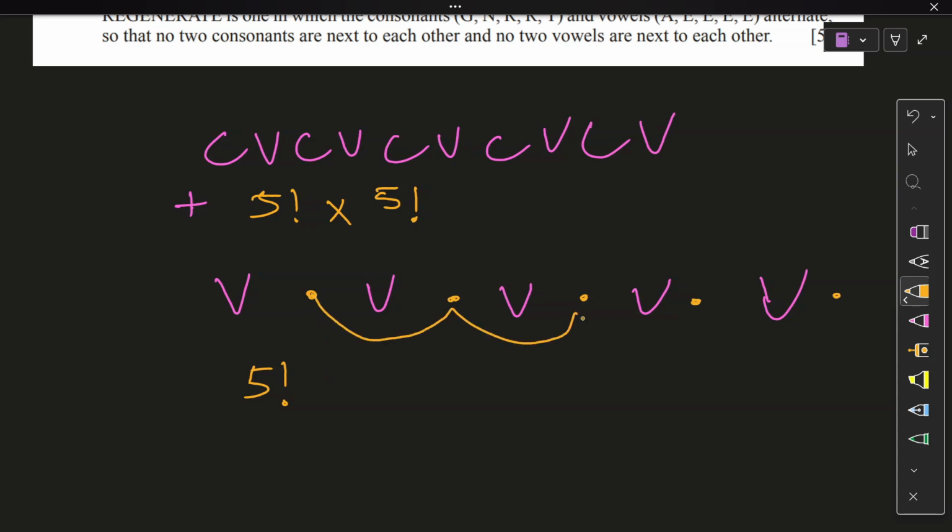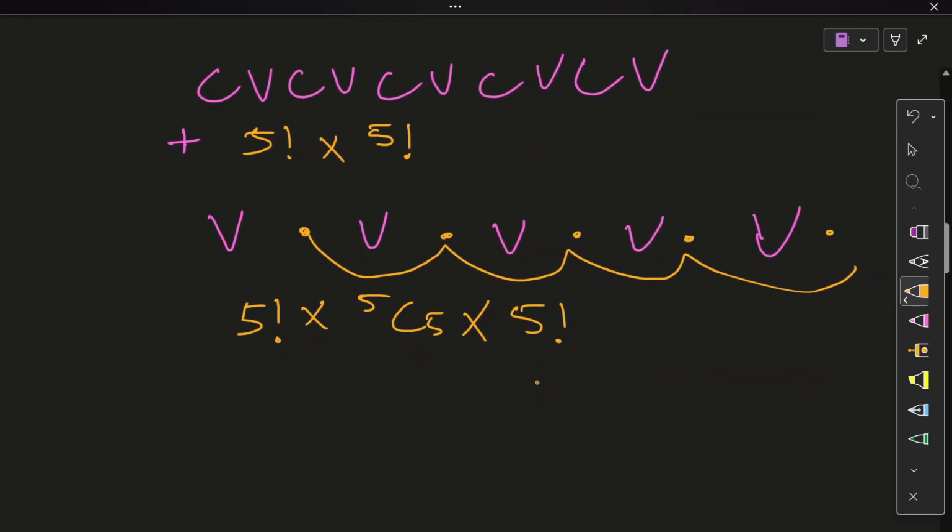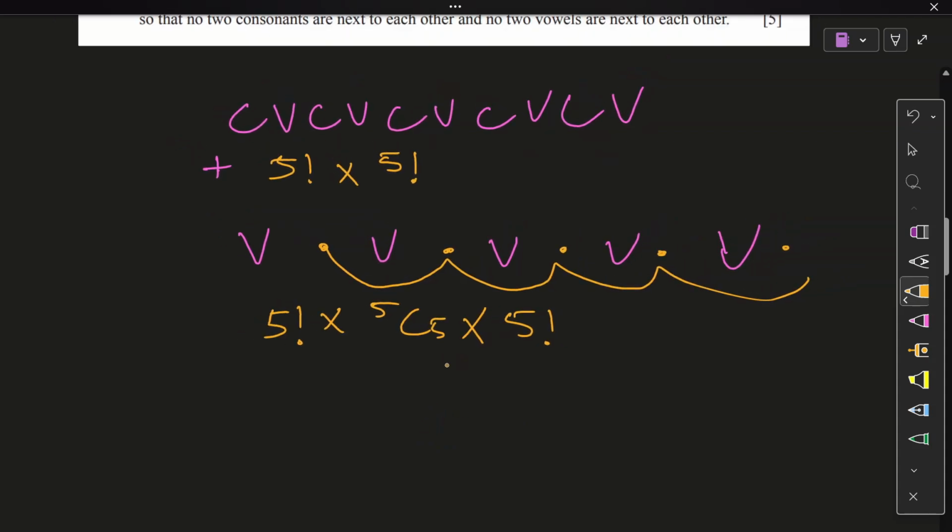I have unlocked how many positions? 5. All 5 will be occupied by the 5 consonants and they will move about their own positions. 5 factorial. Same thing, right? That's just about thinking how you want to think about it. It's the same thing. So 2 cases: consonant first with vowels alternating, and then vowel first with consonants alternating in the front.